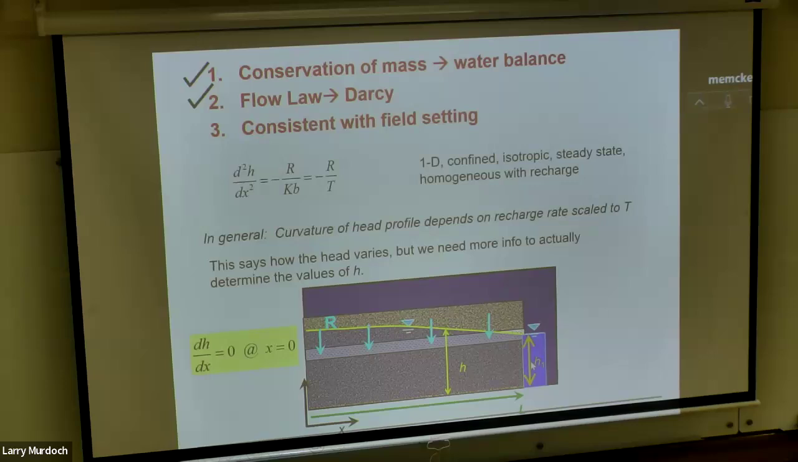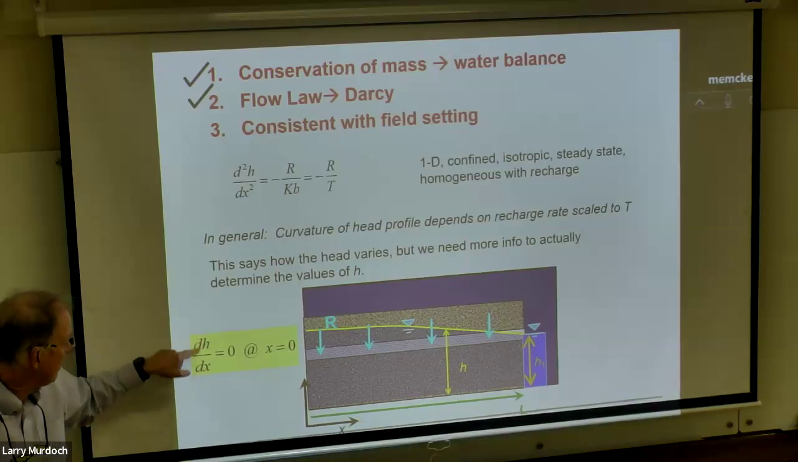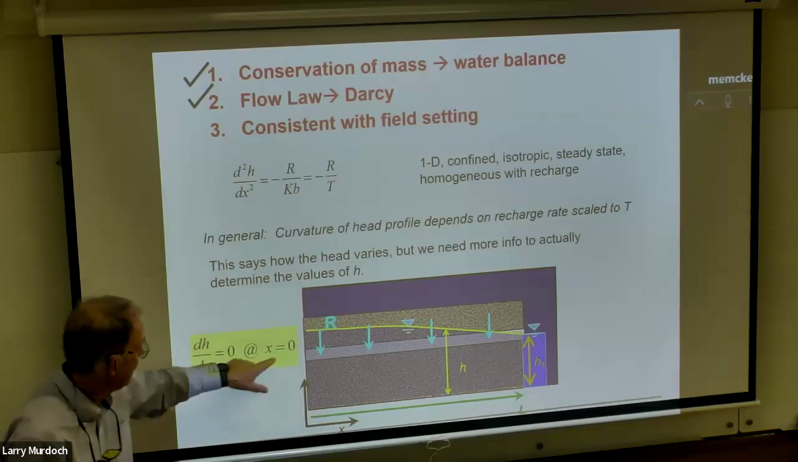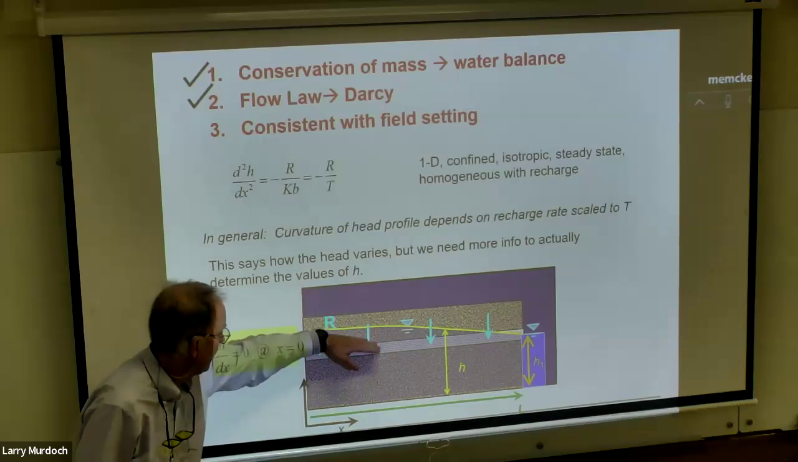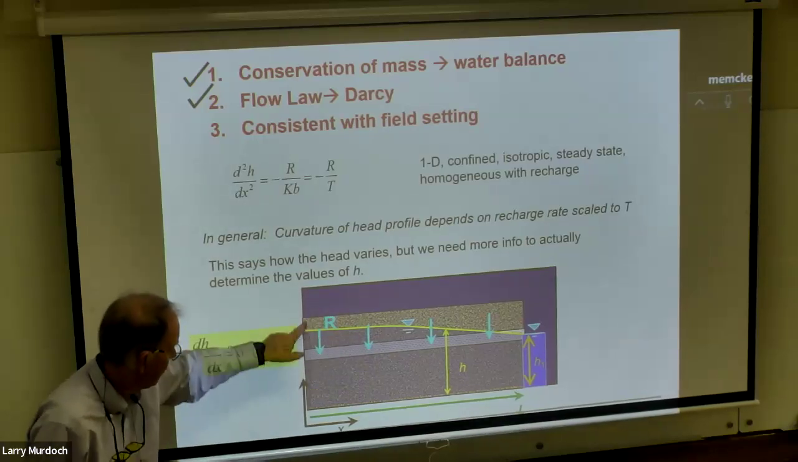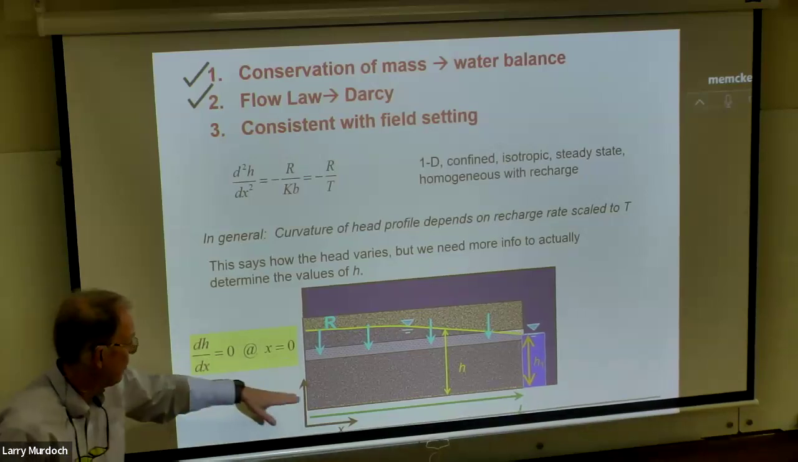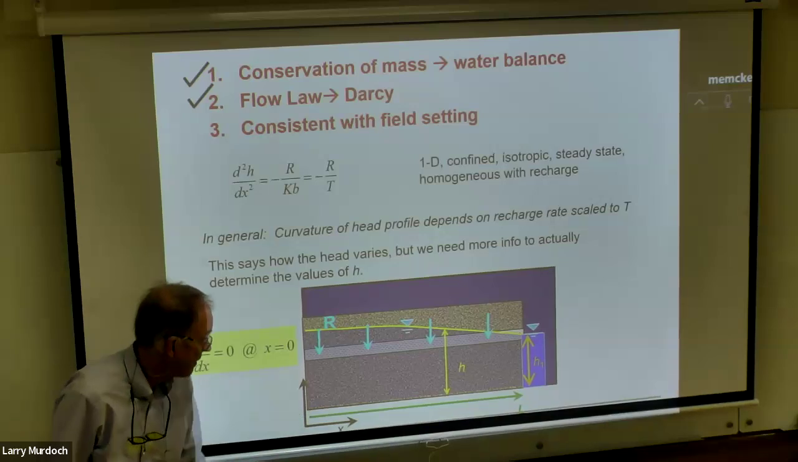So we'll write the boundary condition as, you can think of it as another equation. So this is the equation. It says that the gradient in the head is equal to 0 at a particular location. So this is x equals 0. There's no flow here, so the gradient would be 0 where there's no flow. So that's the condition at that boundary.